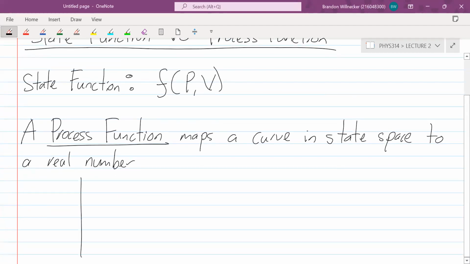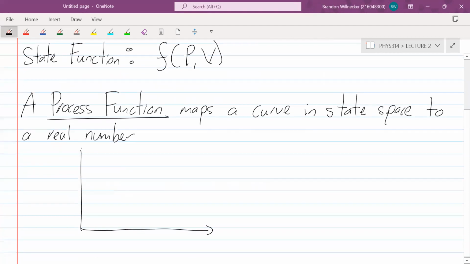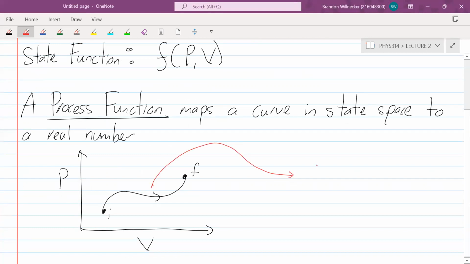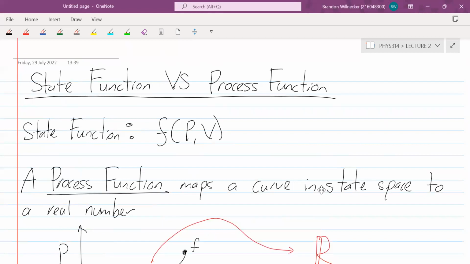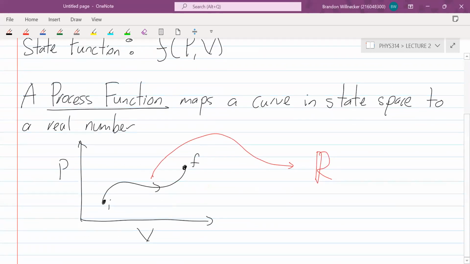If we look at our PV diagram, let's say we've got this curve here. We've got an initial state and a final state, and we go along this curve. A process function takes this curve and produces some real number given that curve. It doesn't look at a particular state, like a state function, which is a function at a point. A process function takes the entire curve and produces a real number. So that is a process function.